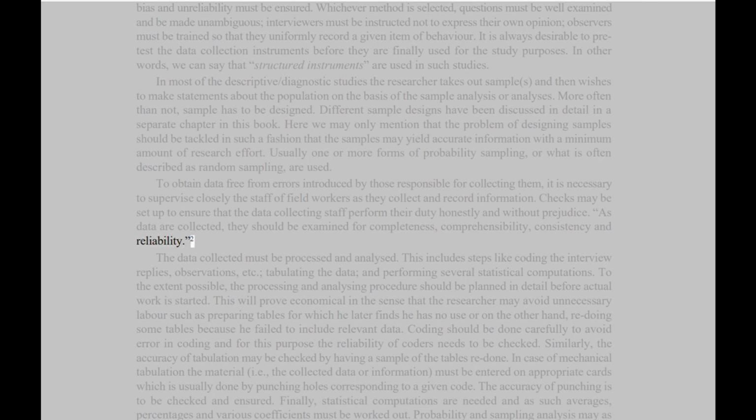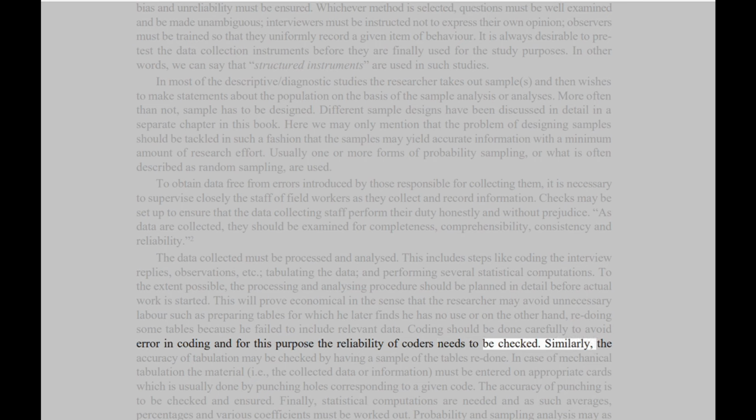2. The data collected must be processed and analyzed. This includes steps like coding the interview replies, observations, etc., tabulating the data, and performing several statistical computations. To the extent possible, the processing and analyzing procedure should be planned in detail before actual work is started. This will prove economical in the sense that the researcher may avoid unnecessary labor such as preparing tables for which he later finds he has no use, or on the other hand, redoing some tables because he failed to include relevant data.